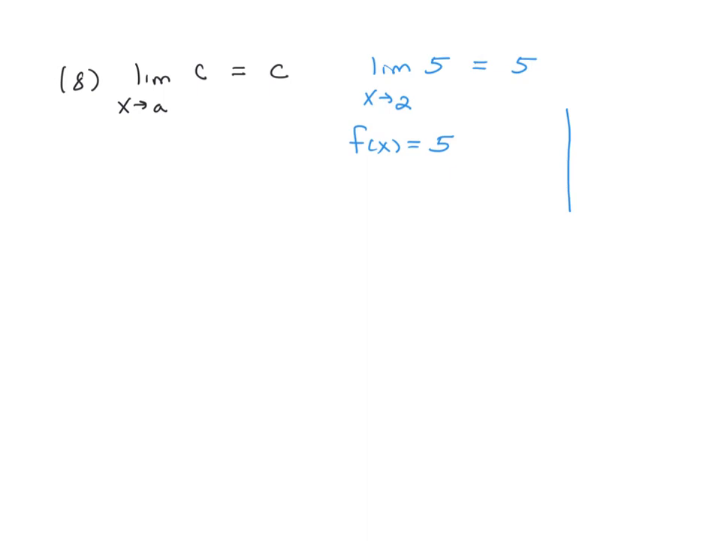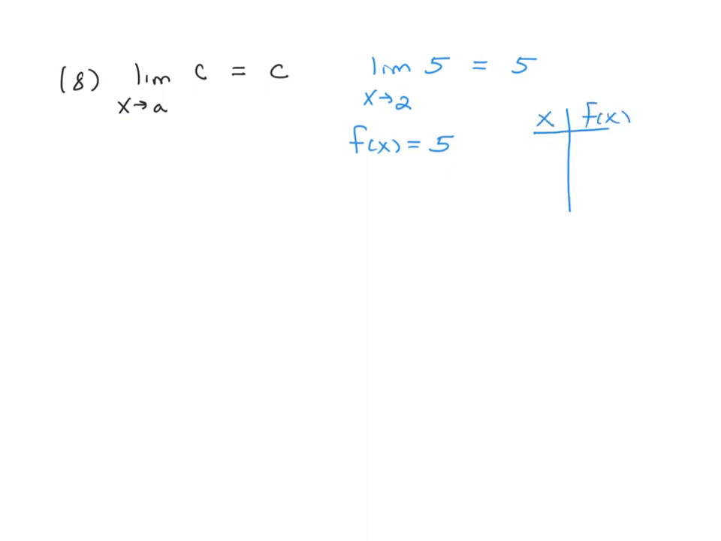So the eighth law stated that if you take the limit as x approaches any number a of a constant, that is equal to the constant itself. So for example, what is the limit as x approaches 2 of the number 5? Well, according to this law, the answer should just be the constant 5. The reason this is true is because the function that we're working with, f of x, is actually the constant itself, 5.